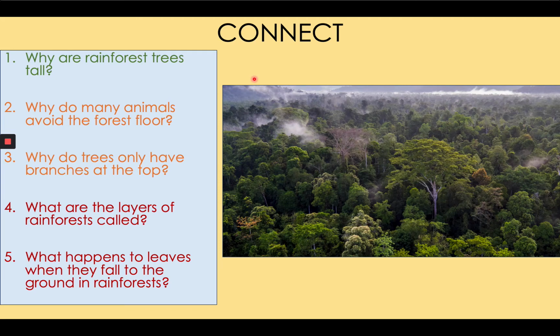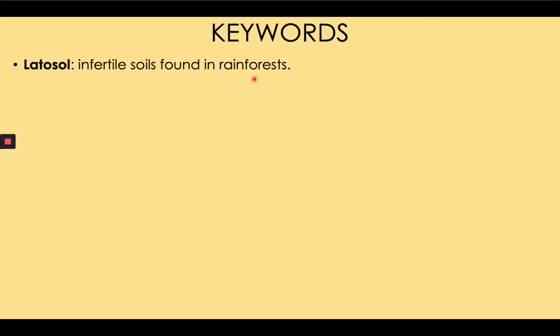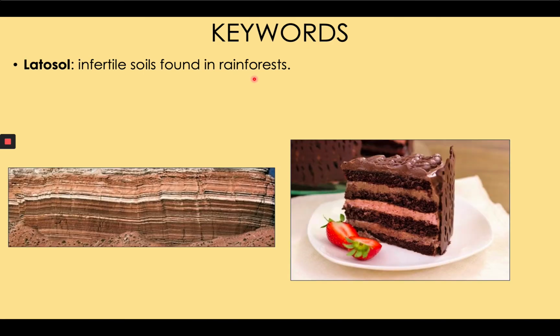First of all, 2 keywords you need to know. The first one is a latosol. A latosol is an infertile soil that you find in rainforests. And the second word means this here. You see this rock?